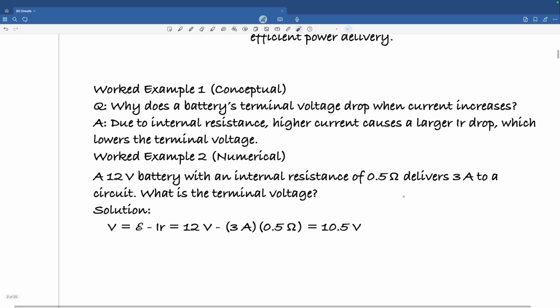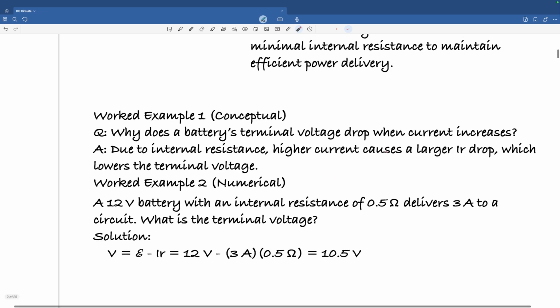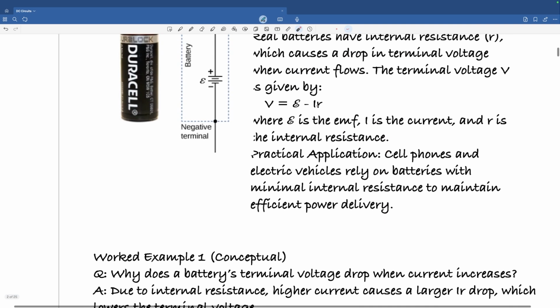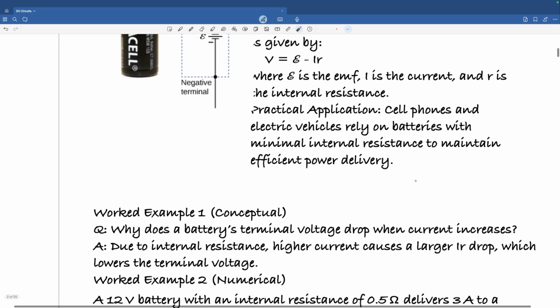So here are some questions. Why does a battery's terminal voltage drop when current increases? Of course, it's from the formula. When the current increases, this part increases, so the terminal voltage decreases.